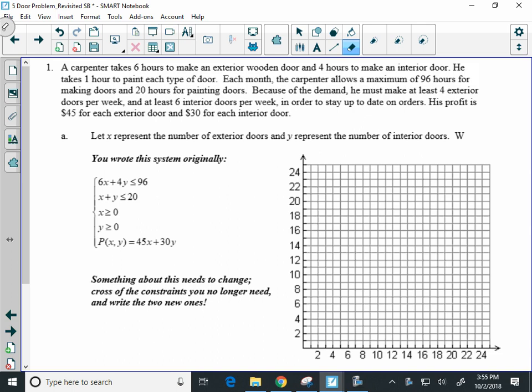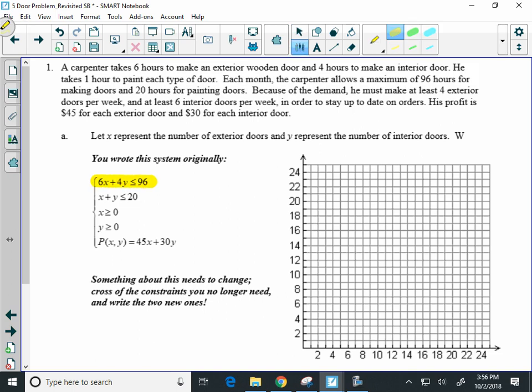But there are some changes. So let's read through the scenario. A carpenter takes 6 hours to make an exterior wooden door and 4 hours to make an interior door. He takes 1 hour to paint each type of door. Each month, he allows a maximum of 96 hours for making doors and 20 hours for painting doors. Those first few sentences are all the same as the first time you did this problem.